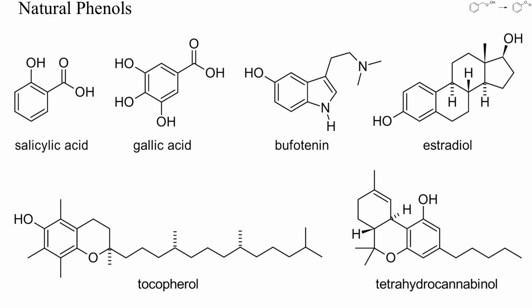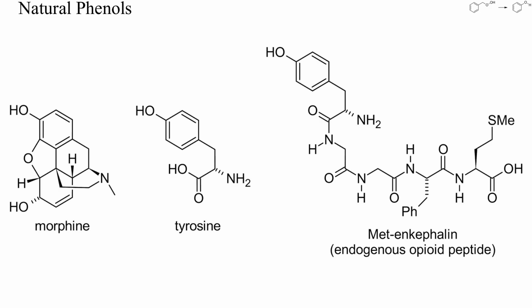Many important natural products contain a phenol substructure. Some of these are antioxidants, for instance gallic acid or tocopherol, but otherwise these compounds show a broad variety of biological activities. The function of morphine is to deter and kill herbivores.